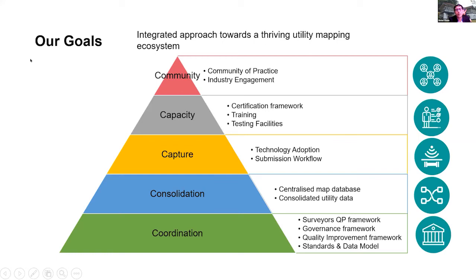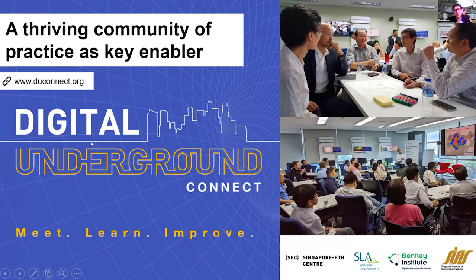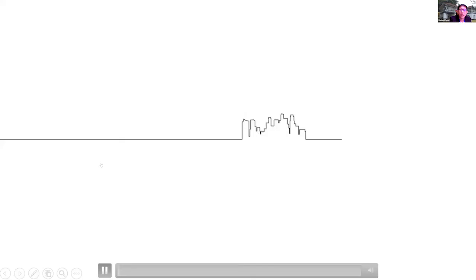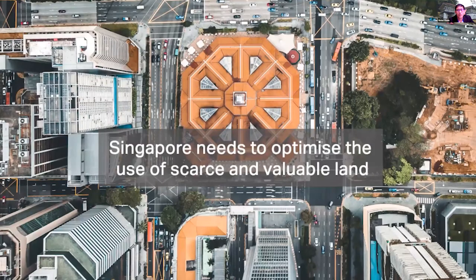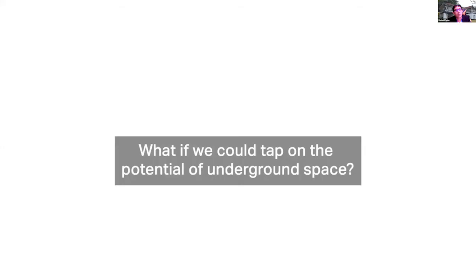Again, another way of showing it, the 5 Cs and the many components in the ecosystem that we are trying to build going into the future. As I said, I think the community is important. We need to have a lot of buy-in. So the Digital Underground Connect is a platform where we provide people to meet, to learn, and to improve. I would end my presentation with a short video that summarizes what we are doing.